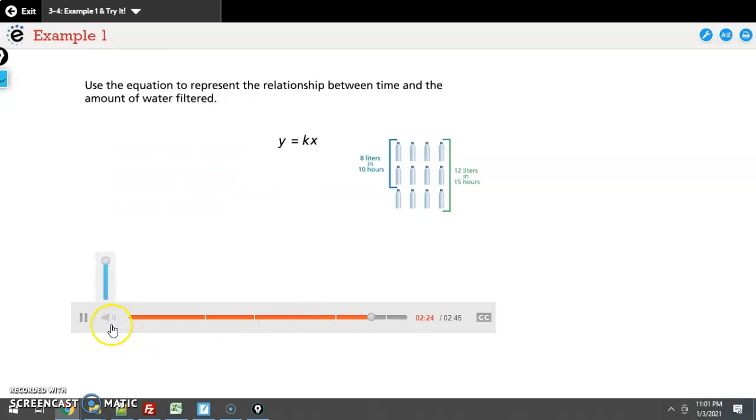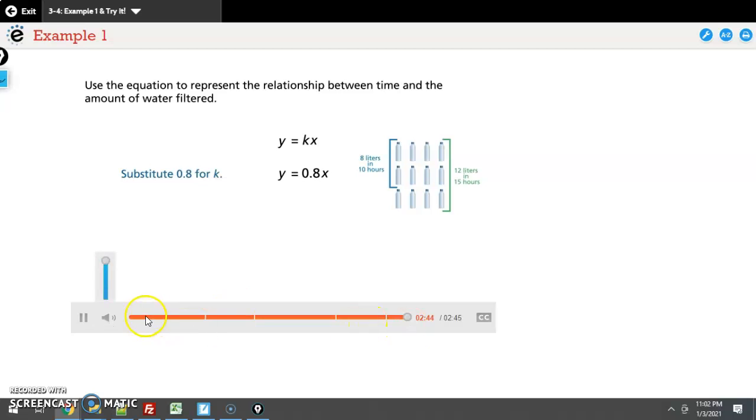Use the equation to represent the relationship between time and the amount of water filtered. Which variable in the equation has a value of 8/10? Select your answer. That's the constant of proportionality, k. Substitute 8/10 for k. Now you know how to write an equation that represents a proportional relationship.